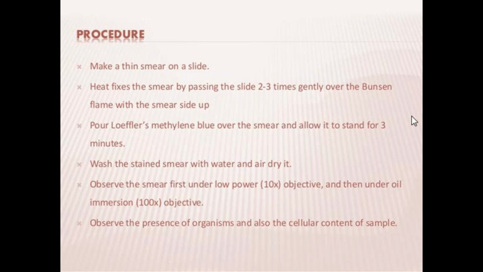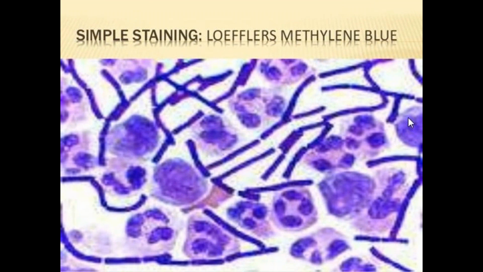And that means here the presence of microorganisms and the cellular contents that are present in the sample are observed mainly by using the microscope, and this is the process that is generally involved in the simple staining process. Here, when the cells are stained by using the loeffler's methylene blue, the cells appear in this form, that means blue colored cellular structures, and that can be observed by using the simple staining technique.